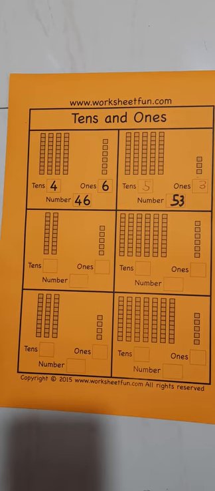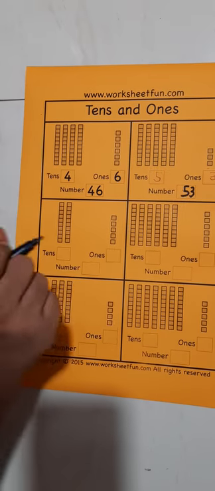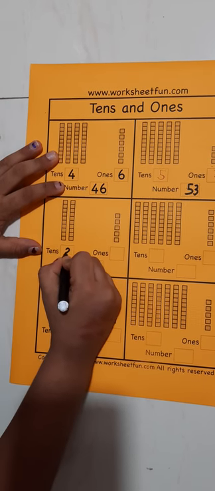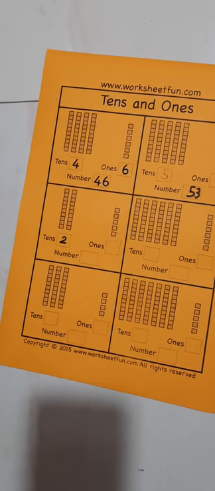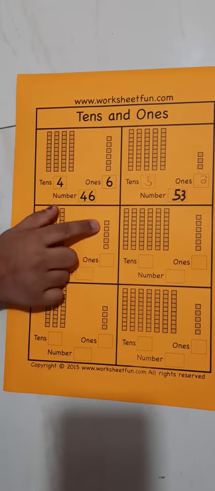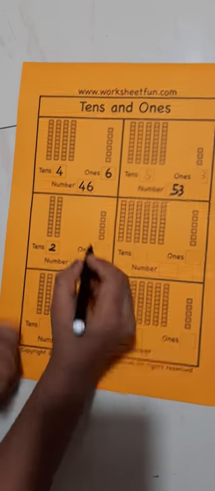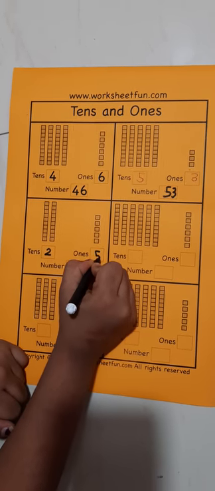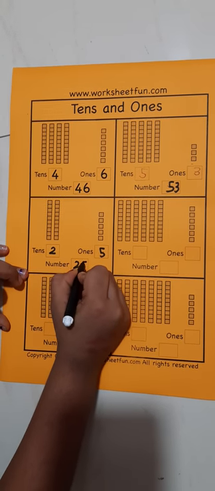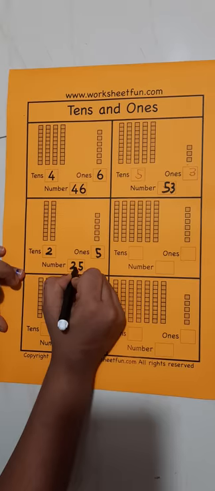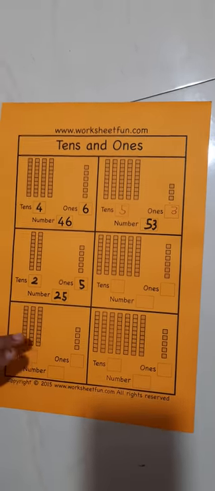Okay. So here is 2 in the tens, so now we have to write 2. Okay. And how many is this? Count, count. 1, 2, 3, 4, 5. Okay. So 5. The answer is 25. Okay. So done. So now we will do this.